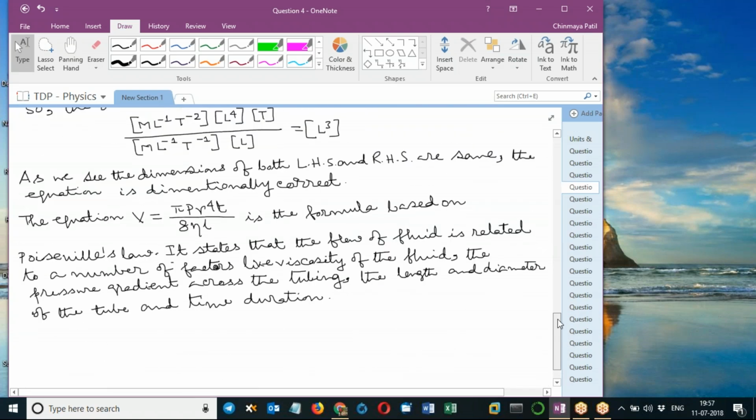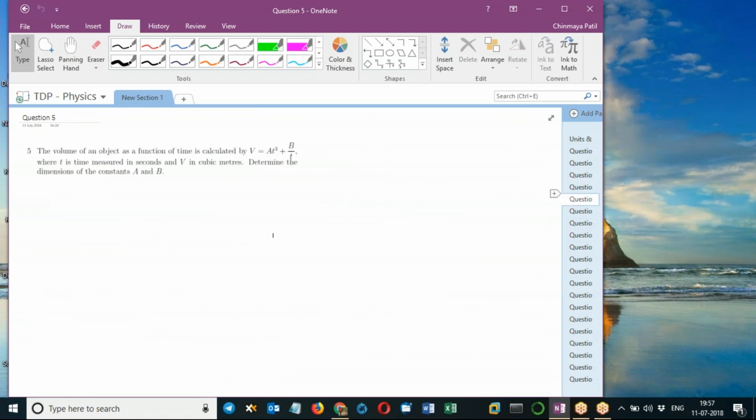So these two answers we have given. Now let's come to the fifth question. The volume of an object as a function of time is calculated by V = a t³ + b/t, where t is time measured in seconds and V is in cubic meters. Determine the dimensions of the constants a and b.